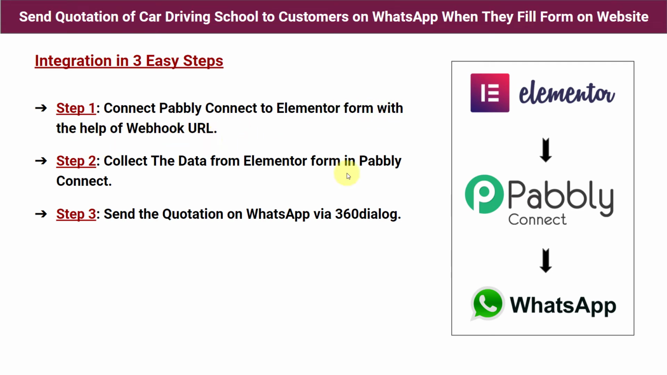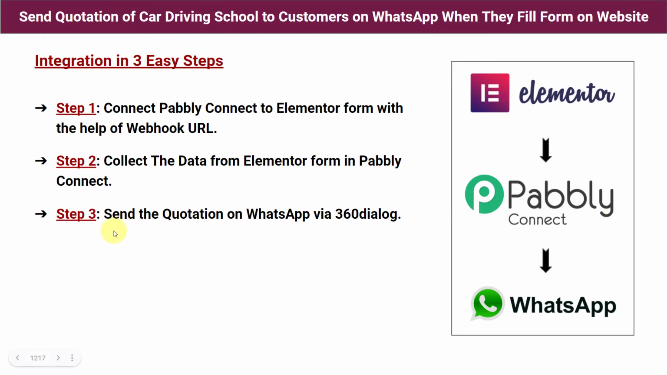Okay, so first of all, we are going to open Pabbly Connect and connect our inquiry form created with the help of the Elementor application with Pabbly Connect. And step 2 is collect the data from Elementor form in Pabbly Connect. So in the second step, we'll bring the data from our inquiry form to here in Pabbly Connect.